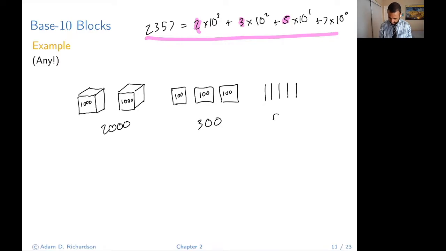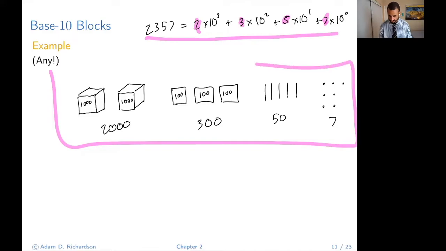That's the quantity 50. And then for the ones, you can just do dots. That's all you really need to do. 1, 2, 3, 4, 5, 6, 7. And there it is. And now notice specifically how I drew this representation.